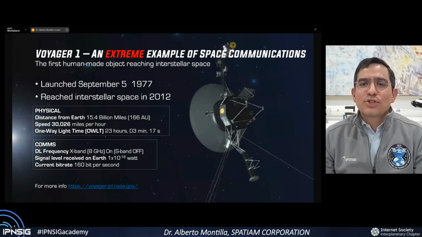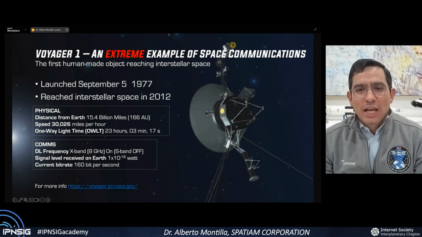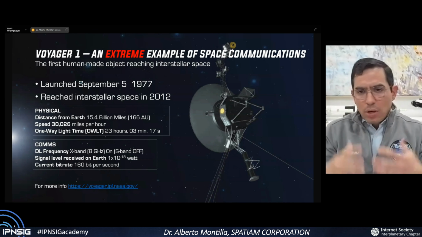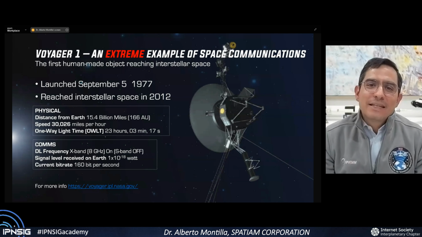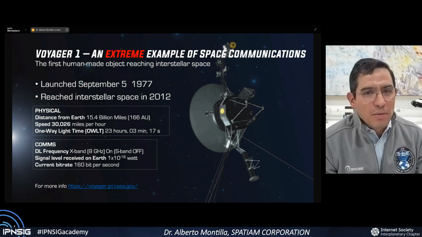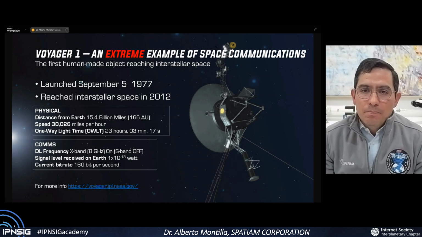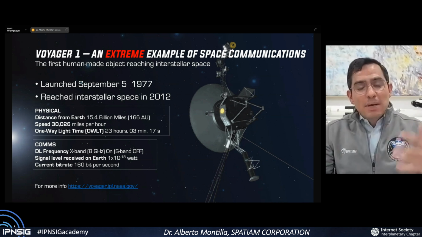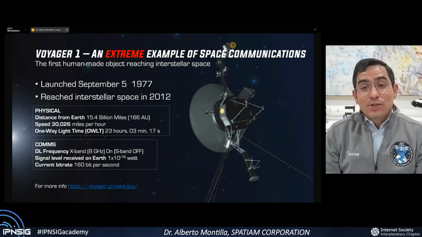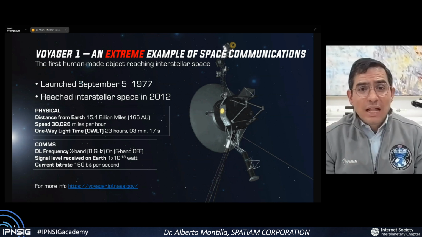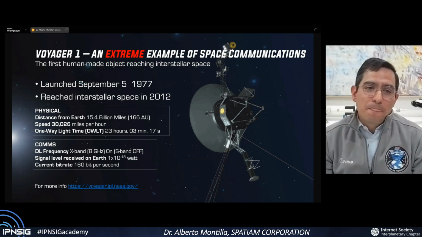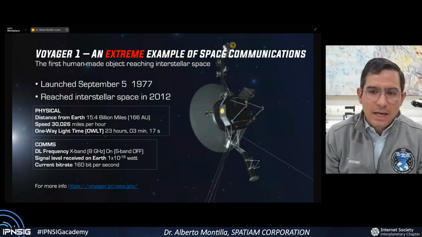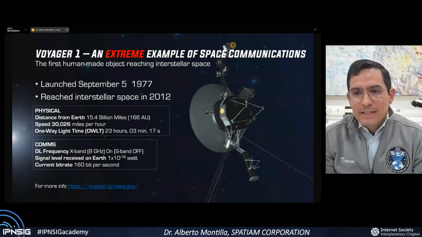And I'm going to start with an extreme example of space communications. I'm going to talk about, I would say, probably my favorite spacecraft, and I'm sure it's the favorite of many of you: Voyager 1, the first human-made object that reached interstellar space. Basically, the first human-made object that left the solar system. Think of it: it was launched 47 years ago, and it reached interstellar space more than a decade ago, actually in 2012, and it's still alive.